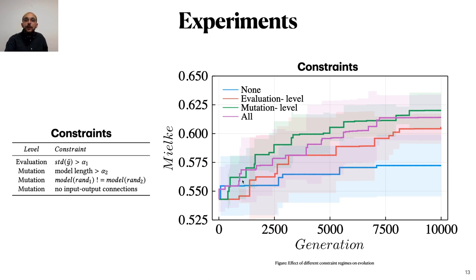Interestingly, what we found is that combining both levels of constraints does not really help CGP in finding improvements, even though using mutation constraints on their own or evaluation constraints on their own does improve the performance of CGP compared to no constraints at all. The outcome of this experiment also informs future studies, in that it's the mutation level constraints that are doing most of the improvement.